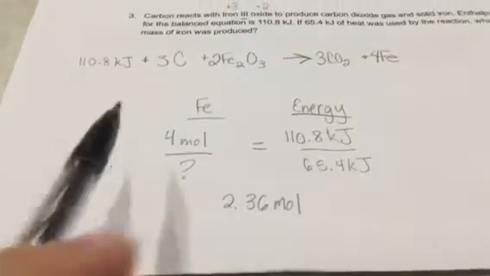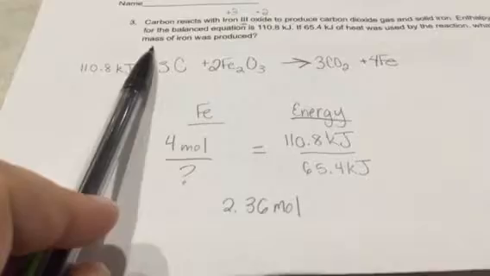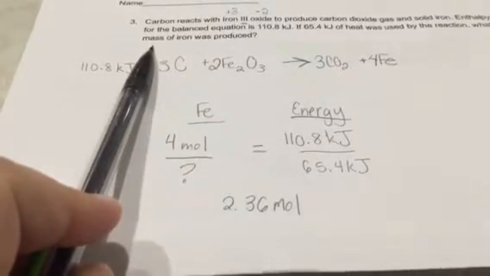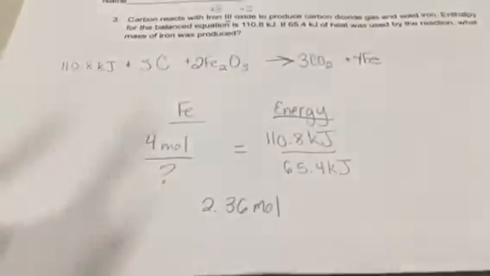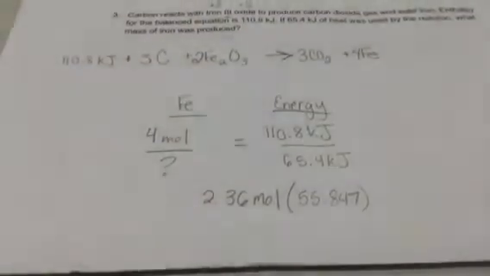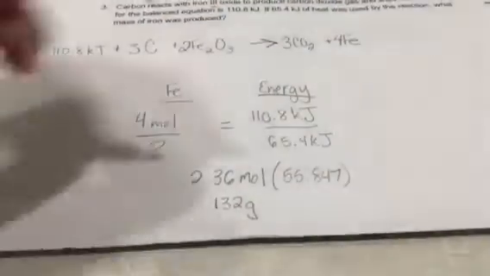My original problem asks me for the mass of the iron. So I have one more step to go where I'm going to take moles times molar mass to be given 132 grams of iron as my final answer.